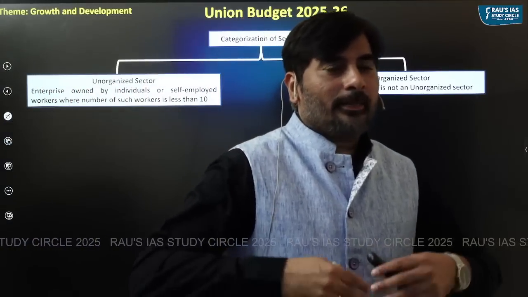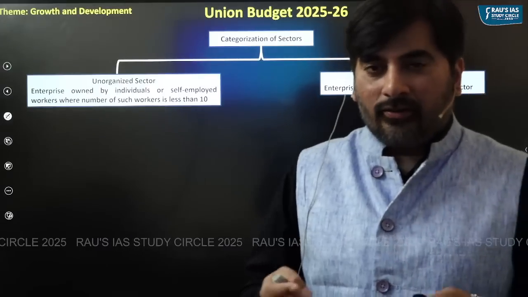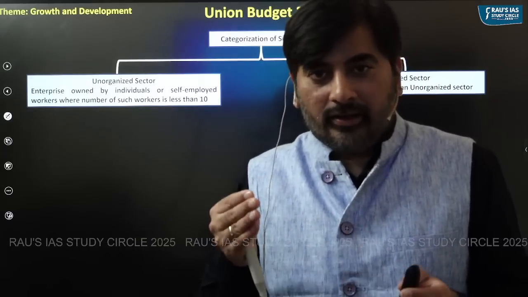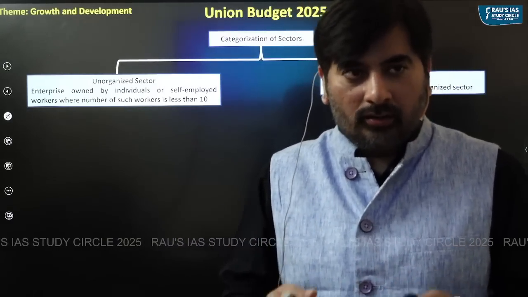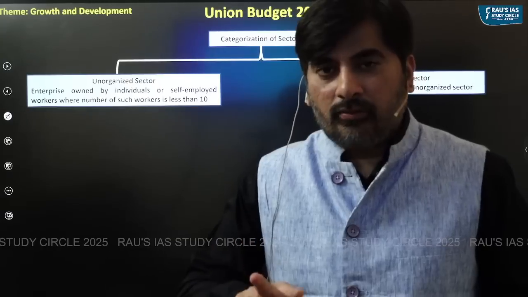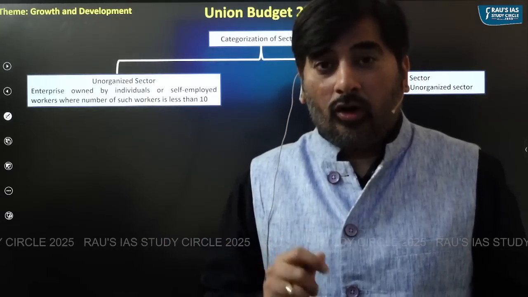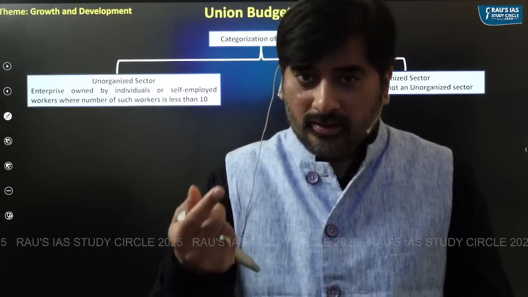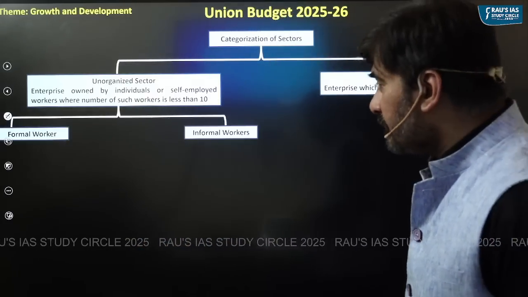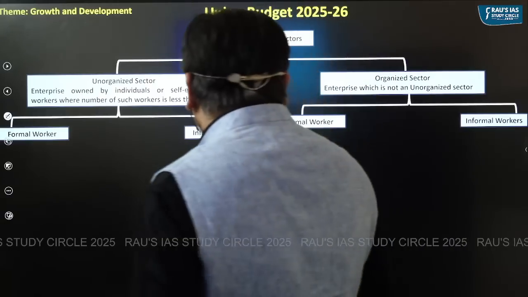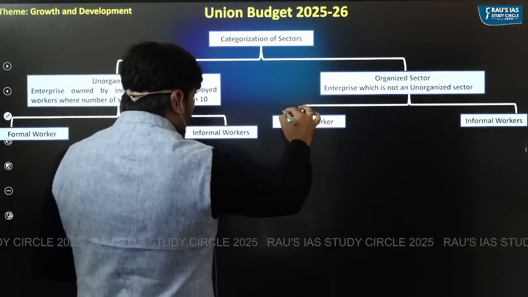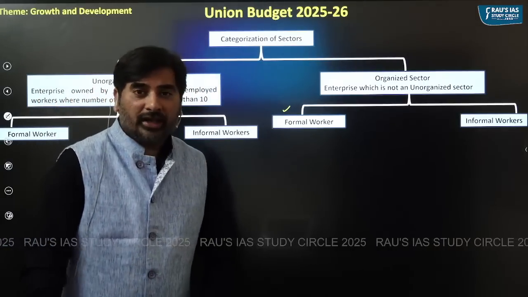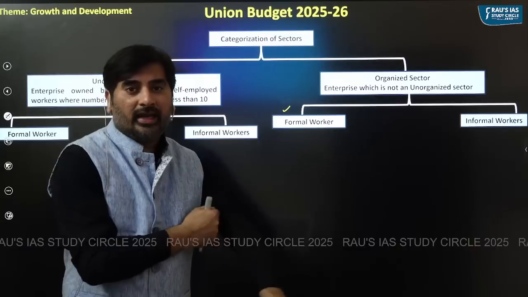Apart from that, the workers, as you know, are also categorized as organized workers and unorganized workers, or you can categorize them as formal workers and informal workers. On what basis are the workers categorized as formal and informal? Let's understand this as well. See, basically, a formal worker is someone who is given protection under various social security acts.